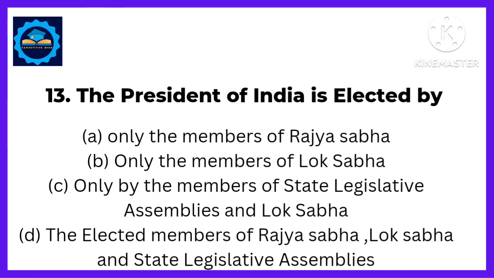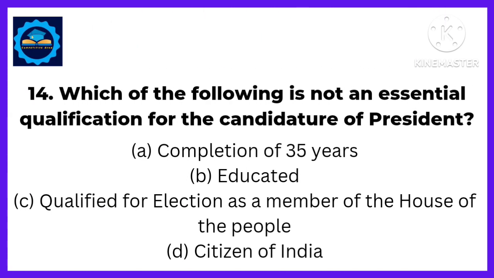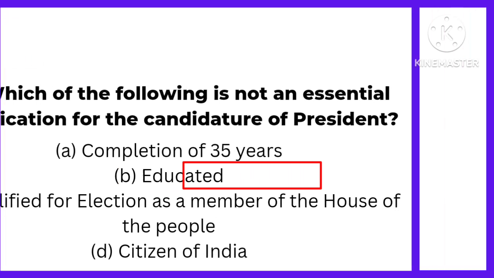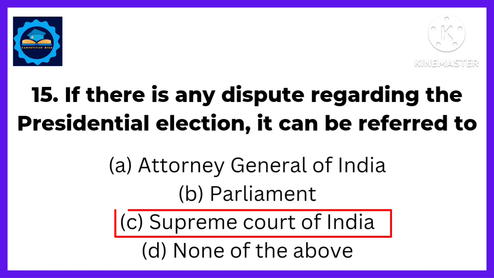Next, the President of India is elected by? Answer. The President of India is elected by the elected members of Rajya Sabha, Lok Sabha and state legislative assemblies. Next, which of the following is not an essential qualification for the candidature of President? Answer. Educated is not an essential qualification. Next, if there is any dispute regarding the presidential election, it can be referred to whom? Answer. To the Supreme Court of India.